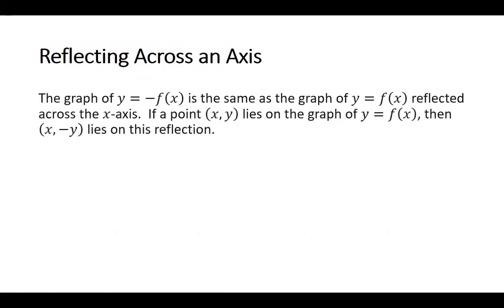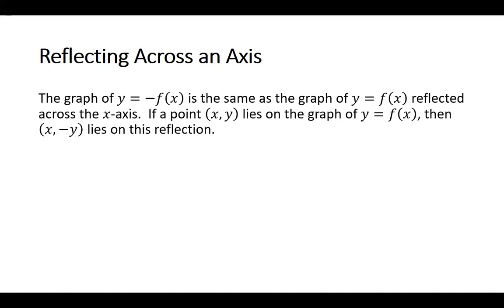Reflecting across an axis. So the graph of y equals negative f(x) is the same as the graph of y equals f(x) reflected across the x-axis. If a point (x, y) lies on the graph of y equals f(x), then (x, -y) lies on this reflection. So when you take the function and negate it, y equals negative f(x), you're just changing the output to be the negative of what it was. So if y was positive, y now becomes negative. If y was negative, y now becomes positive. So that's reflecting it over the x-axis.